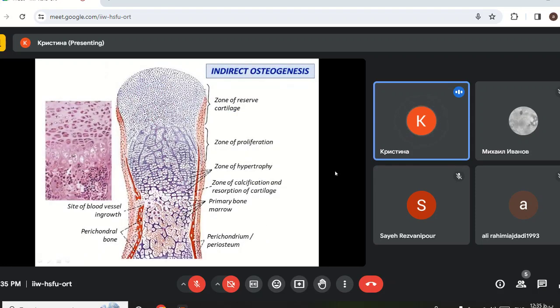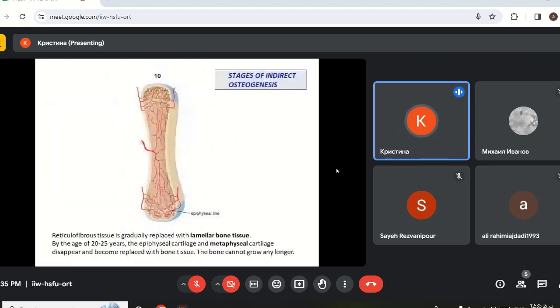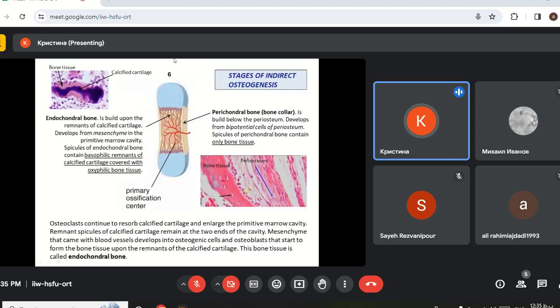So in our histological preparation, we see the bone at this stage, when we have only the primary ossification center, but the epiphysis consists here only of cartilage tissue. No secondary ossification center is seen.